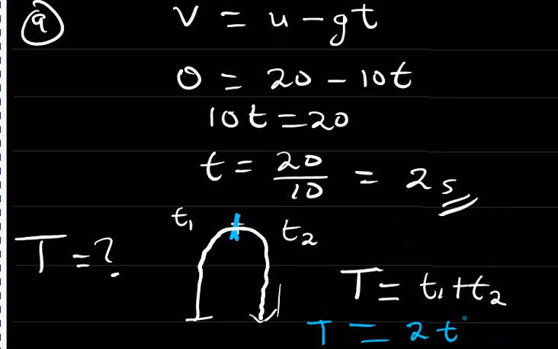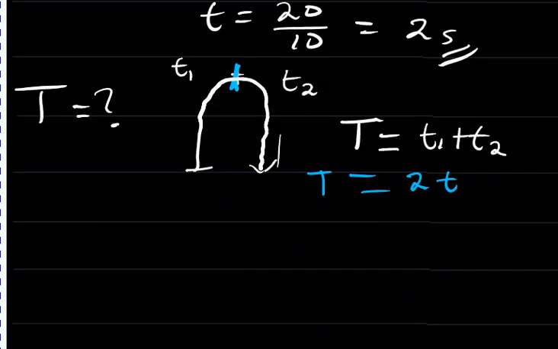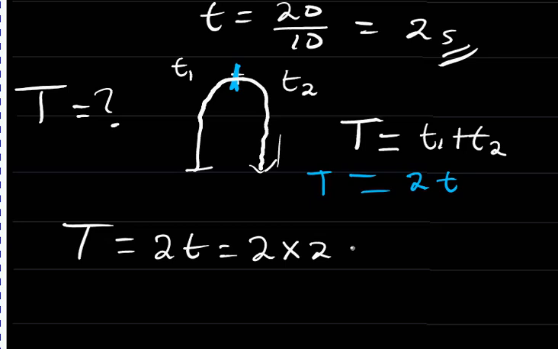So anytime you're being asked to calculate the time of flight, the time of flight, capital T, is 2 times the time to reach the maximum height. That's going to be 2t, which from what we have here is 2 times 2, which is 4 seconds. I hope that is well understood.